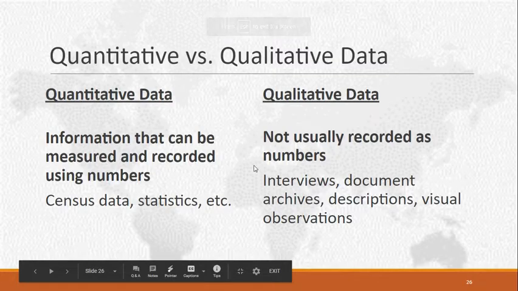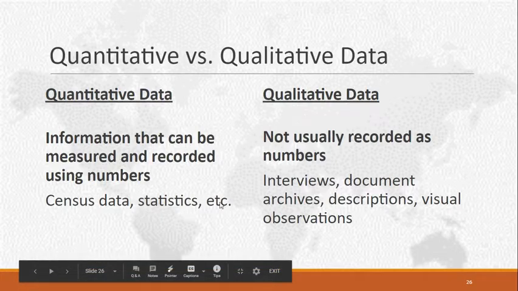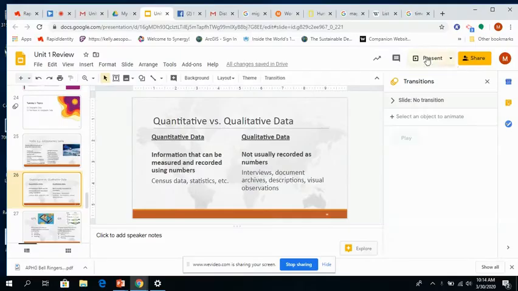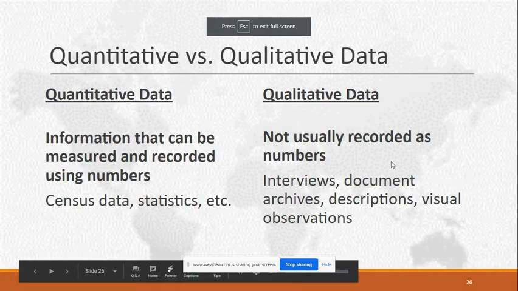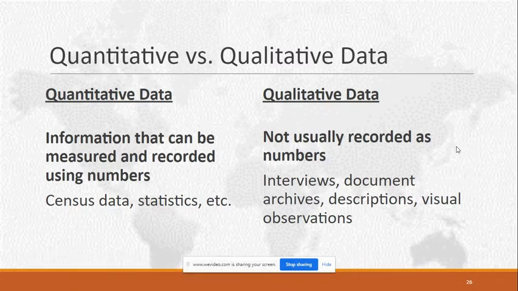All right, so quantitative data is information that can be measured and recorded. Examples would be census data, statistics, etc. Qualitative data is the data that we collect that cannot be recorded as numbers. It's based on people's interviews, document archives, descriptions, visual observations, things that people interpret. They may have different interpretations, not based on numbers.